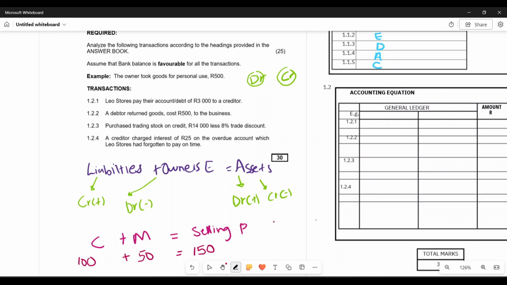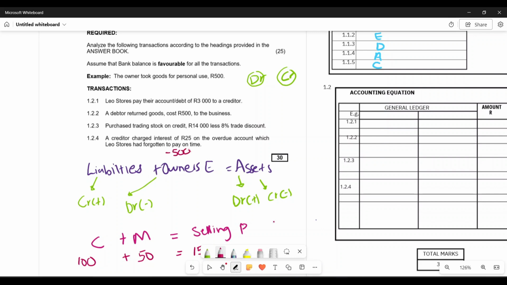Now here, okay, this is an example. The owner took goods for personal use, right? Now, what are the two accounts that are affected here? Let's try and do this example. So drawings. When the owner takes things for personal use, this is drawings, and your drawings affect your owner's equity, right? So this would subtract your owner's equity by 500. So this would subtract your owner's equity by 500.